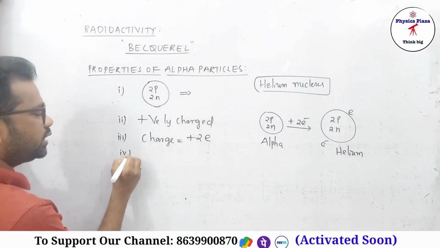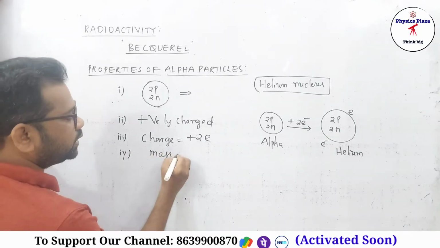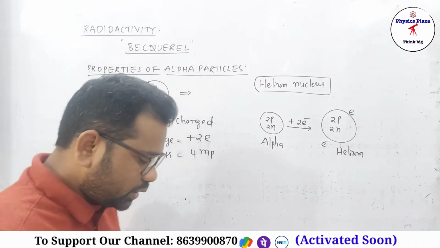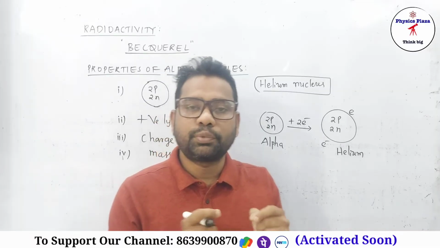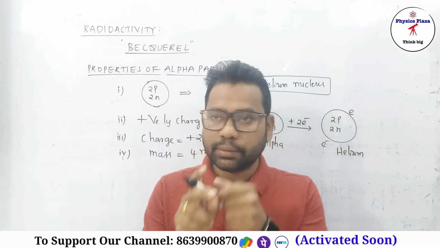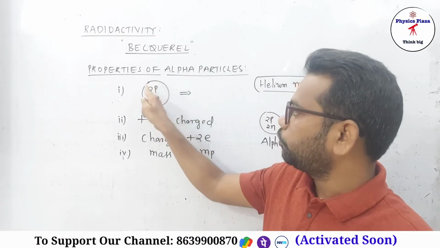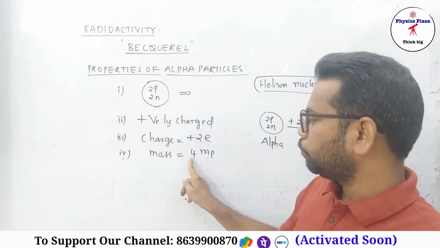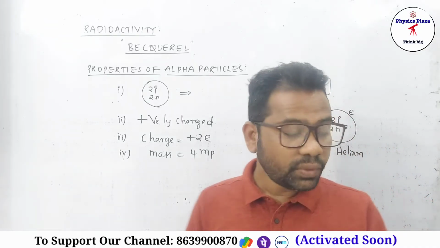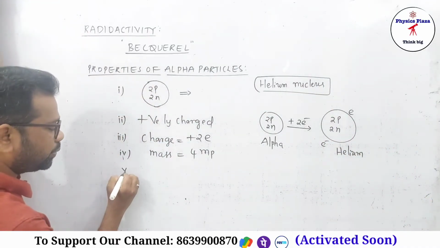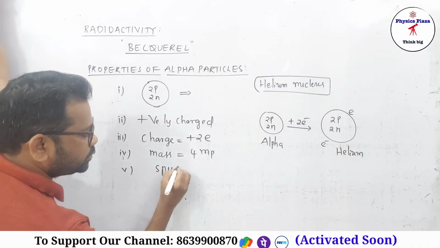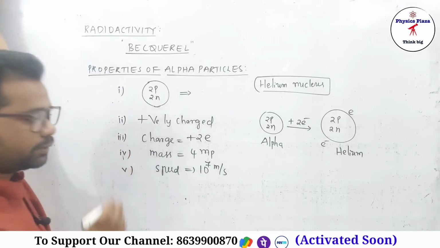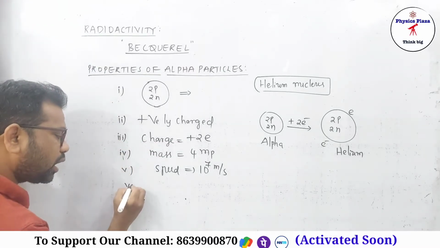And what about mass, children? The mass of the alpha particle is 4 times the mass of the proton. Children, as I told you, there is not much difference between the mass of the proton and the mass of the neutron. Both we take as the same. So in total I can say 4, because the mass is the same, right? So the mass of the alpha particle is 4 times the mass of the proton. And the speed of the alpha particle is around 10 power 7 meter per second.